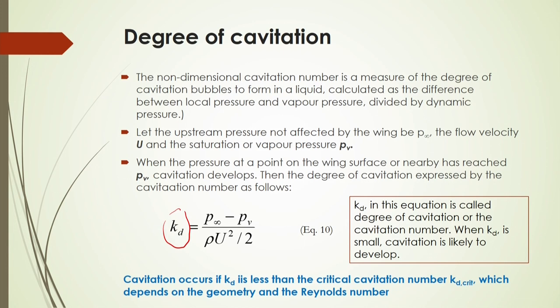You can say when KD is small, then cavitation is likely to develop. So, you have to consider KD in such a way that it should not be less than the critical cavitation number, which depends on the geometry and the Reynolds number. The cavitation number should be considered with the kinetic energy, and you have to have the optimum value so that P infinity is always greater than PV. You have to multiply KD by the kinetic energy term and then add the vapor pressure. So, always if P infinity is equal to PV plus KD into rho U square by 2 that you are maintaining, then you can get the flow without cavitation.